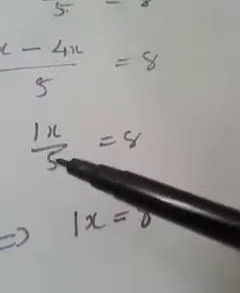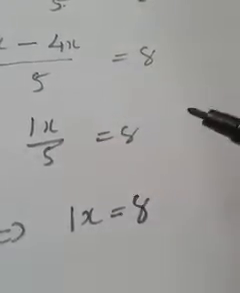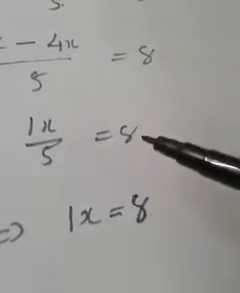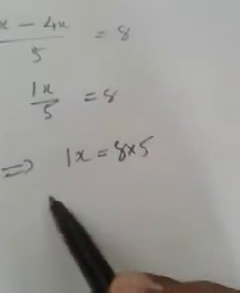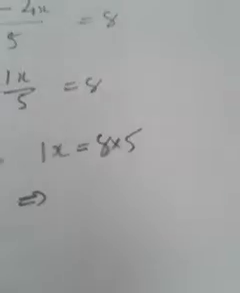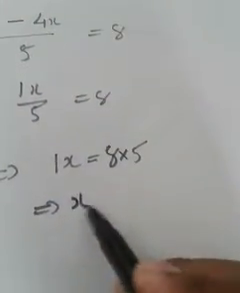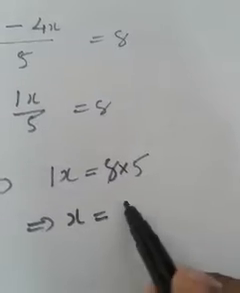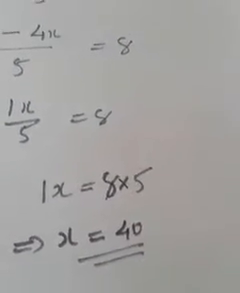This 1x is divided by the 5. When you take the 5 to the right side, that 5 becomes multiplied with the 8. That means 8 into 5. You know that, isn't it? So what is 1x? 1x is nothing but x. x is equal to 8 into 5, which is 40. In that way we got the value of x as 40.